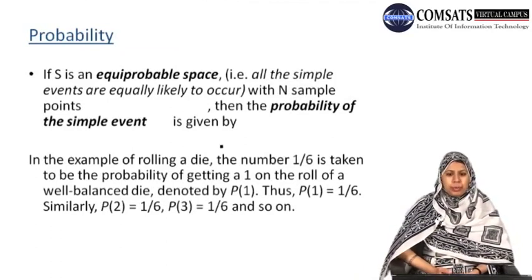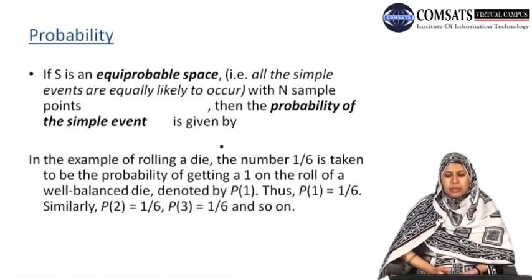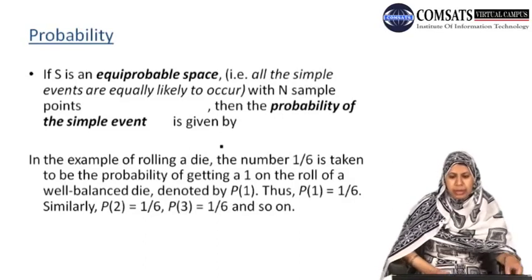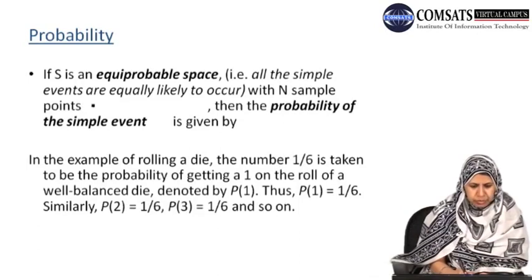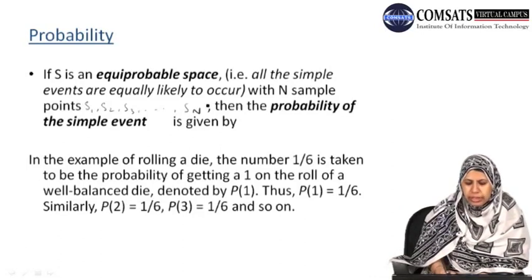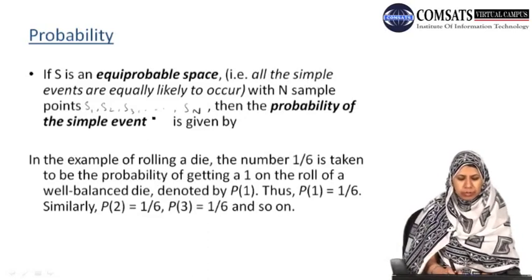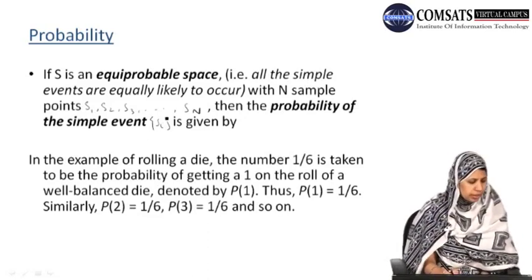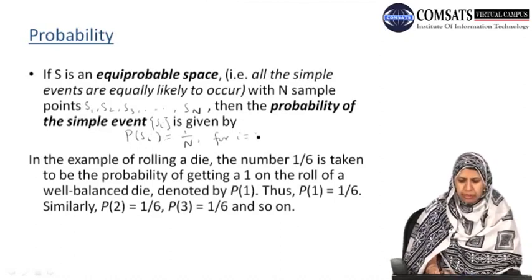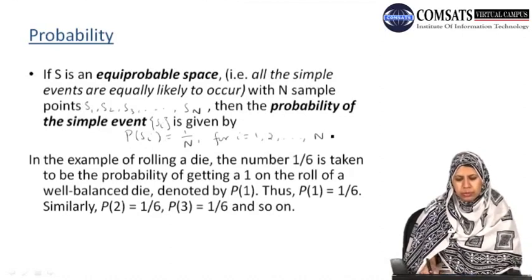If S is our equiprobable space, whereby equiprobable space we mean that all the simple events are equally likely to occur, that is, every outcome has an equal chance to occur, and our sample space has capital N sample points, S1, S2, S3 and so on up to SN, then the probability of the simple event Si is given by P of Si equals 1 over N for i varying from 1, 2 and so on up to capital N.